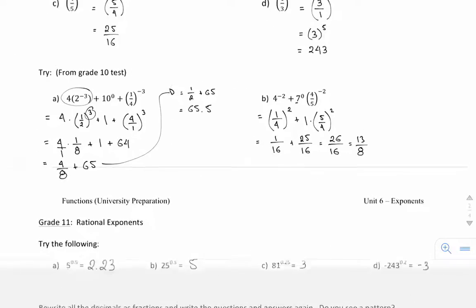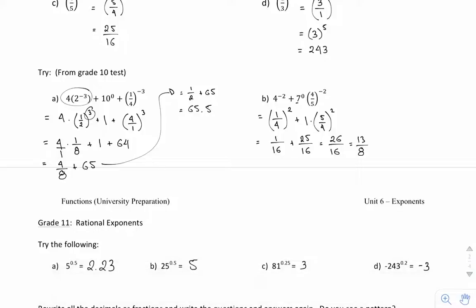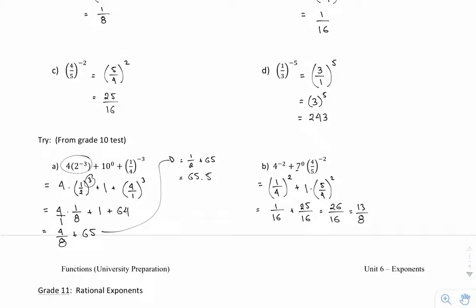So those are your warm-up questions from grade 10. We're going to start looking at some different type of exponents on the next page.